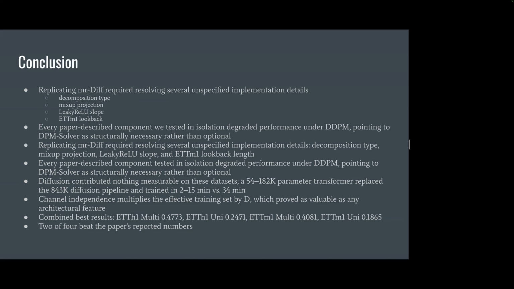When we added the diffusion aspect with the D-linear backbone, we did discover that diffusion really did nothing. And it was very interesting the way the paper posed this, and also how no one else had built anything off of this paper. Transformers ultimately beat out the results in terms of training time and results in general. A lot smaller of a model. Channel independence multiplies the effective training set by D, which proved as valuable as any architectural feature.